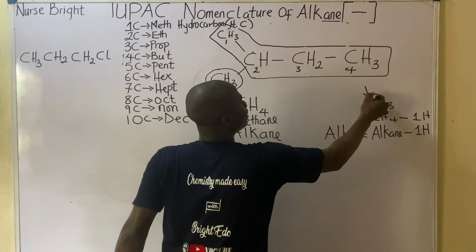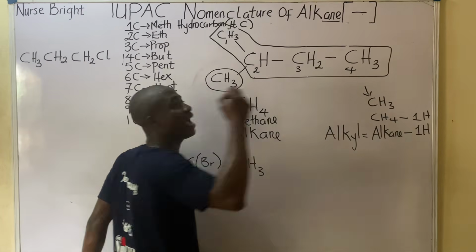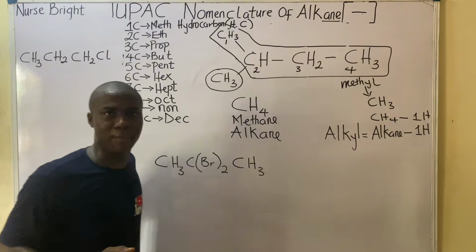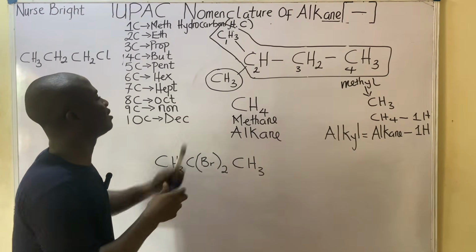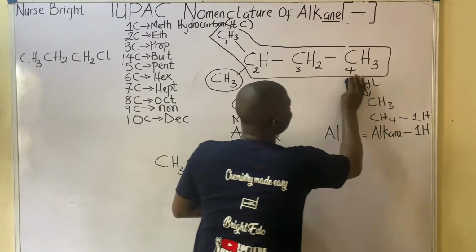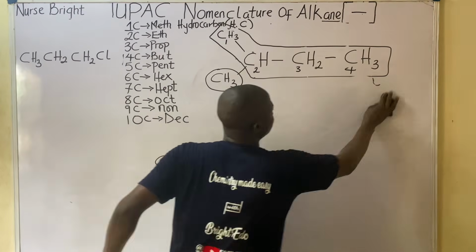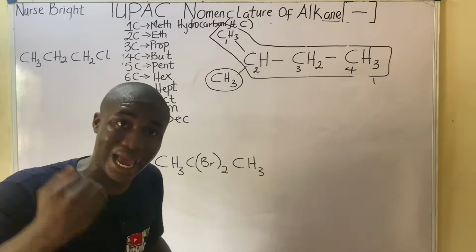And we already call this guy methane. So what will you call this guy? Using the alkyl format, you call it methyl. Do you understand my point? So this guy is called methyl. Please, as you've seen now, don't forget, anytime you see CH3, you don't have to do what I've done. Just know that it is methyl.